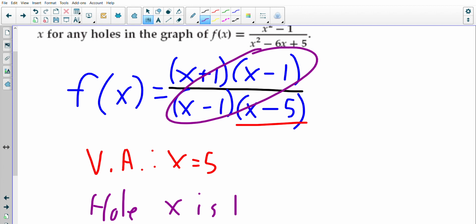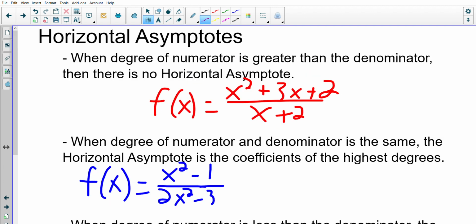Reducing. Horizontal asymptotes are kind of important. When the degree of the numerator is greater than the degree of the denominator, there are no horizontal asymptotes. Notice the degree we're talking about is the biggest exponent. So the top is 2, the bottom is 1. That means there are no horizontal asymptotes.